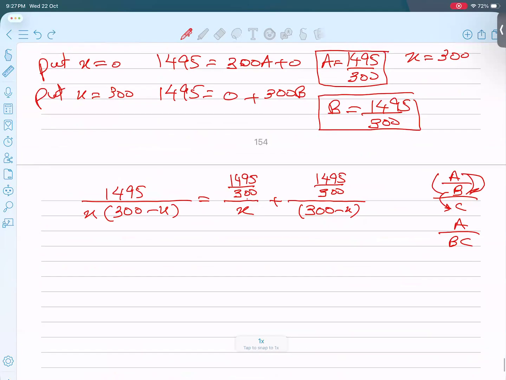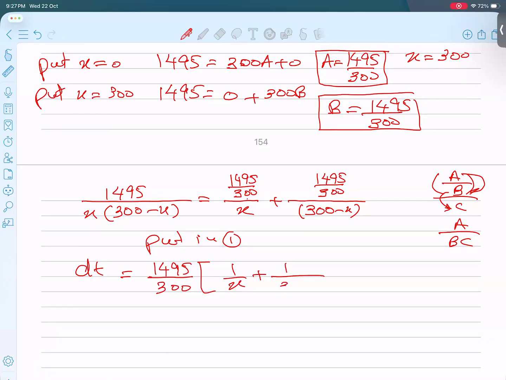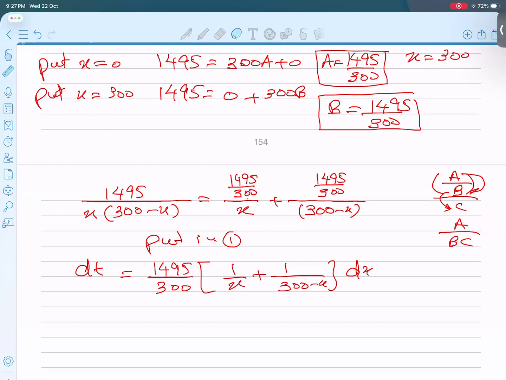So I'm saying put in 1. So left hand side I have dt. Right hand side, because they match, the best idea is I take common out to make my question easier. So I will take common out like this. And what is left inside? Inside 1 over x plus 1 over (300 minus x) into dx. So this is done. Now I'm integrating at the same time. So when I integrate, what will I get, students?